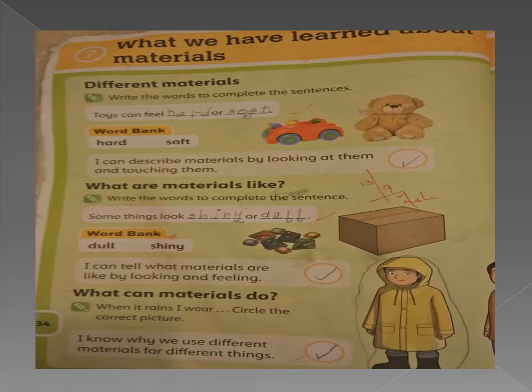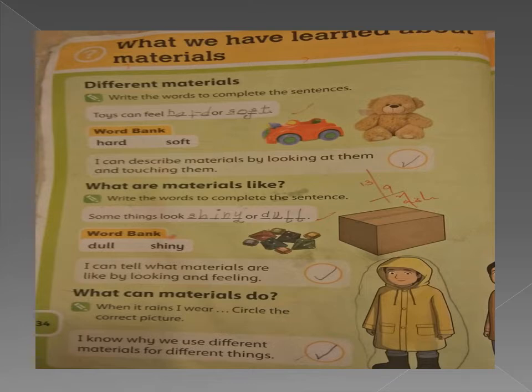Or we can describe materials by looking and touching them. When we touch any material, we come to know which kind of material it is. Either it is hard, or it is soft, and either it is shiny or dull, or some materials are very smooth, some are not that smooth, they are rough. So all the materials have different properties, and how do we come to know their properties? By looking at them and by touching them. We use our senses to tell what material it is.